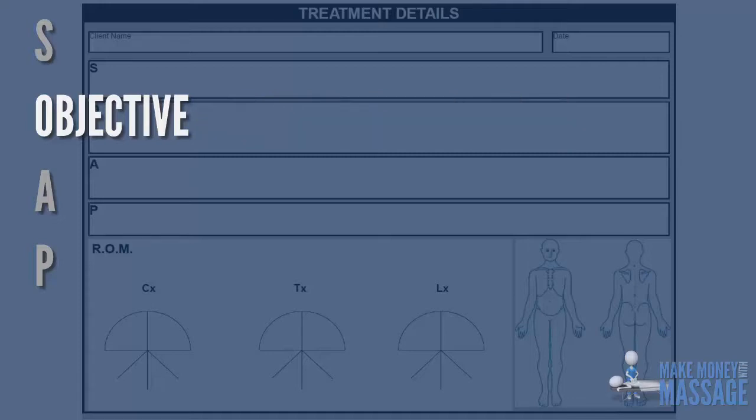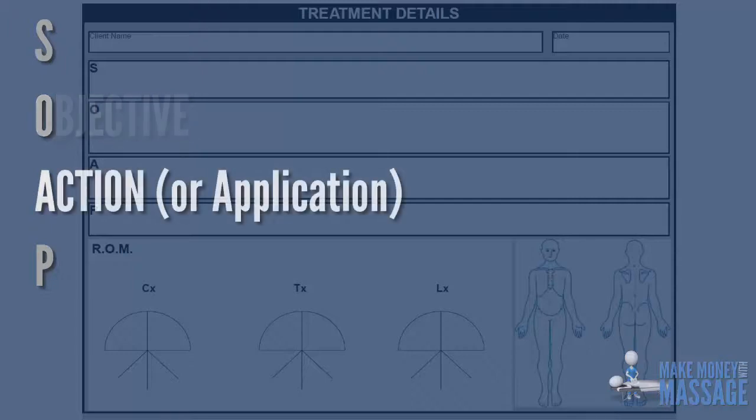So here you would report any tension you found, any particular tenderness, any restriction in range of movement, anything that you observed through your assessment and palpation. A stands for action or application, and this is the detail of the treatment that you performed at this visit. Here you will record everything in relation to that particular treatment, the depth of pressure, the styles used, all that sort of stuff.